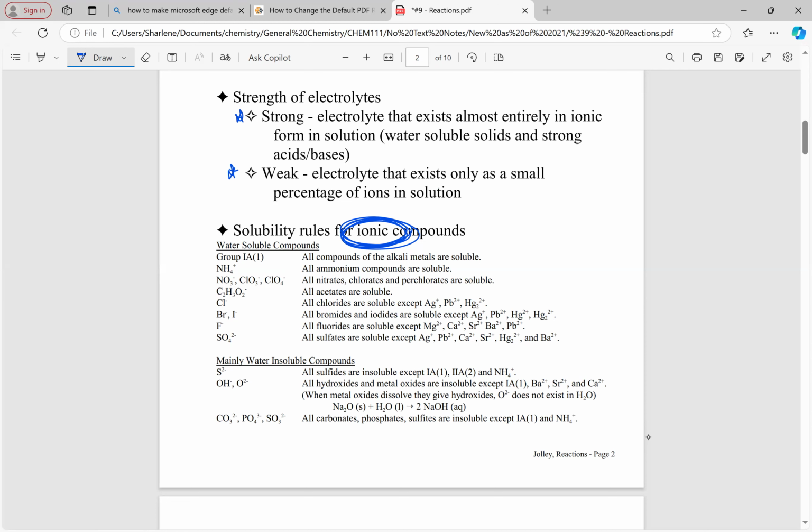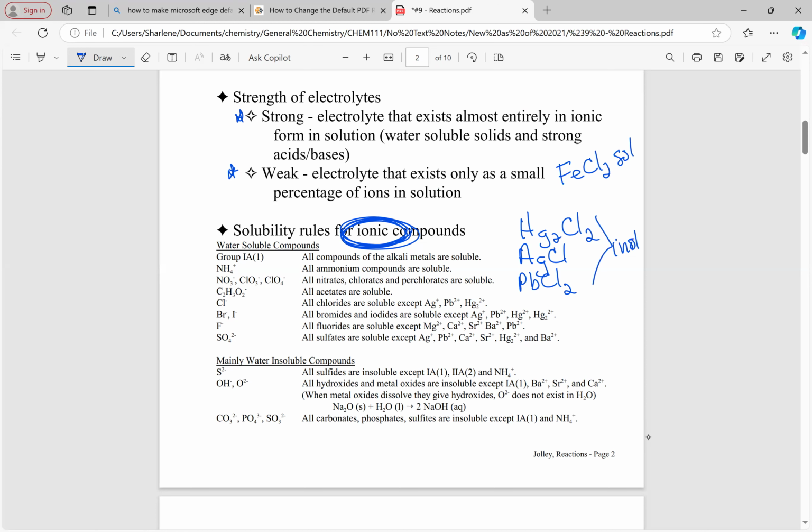All chlorides are soluble except silver 1 chloride, lead 2 chloride, and the mercury 1 polyatomic chloride. So these, AgCl, PbCl2, and Hg2Cl2, those would all be considered insoluble. Anything else? So what about iron 2 chloride? This one would be soluble, but these are insoluble because it's an exception.